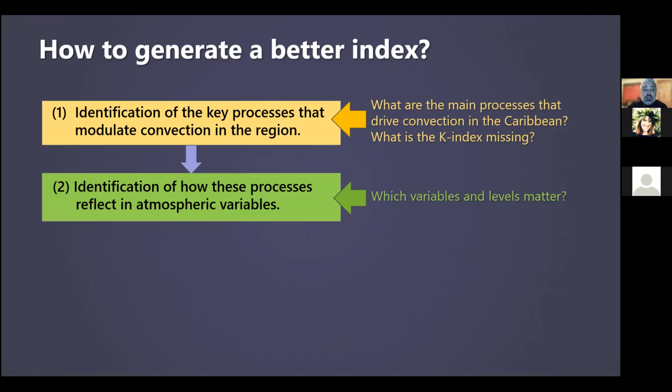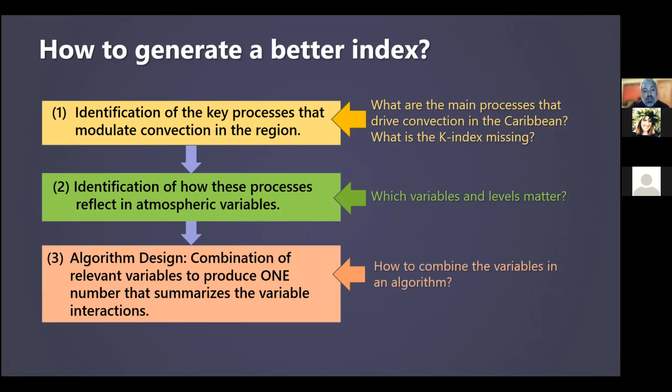The second step was to identify how these processes are reflected in atmospheric variables. So once we recognized the processes, we thought, okay, what variables do we need to take into account to represent these processes? And the last one is the design of the algorithm, which consists of combining all these relevant variables into just one number that summarizes all these variable interactions. It can be a challenge, but it really helps the forecasters to just look at one number.